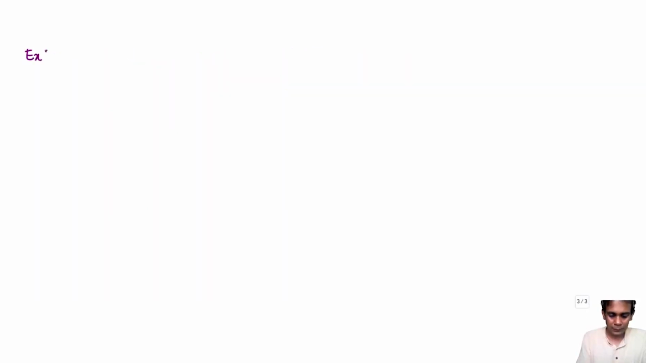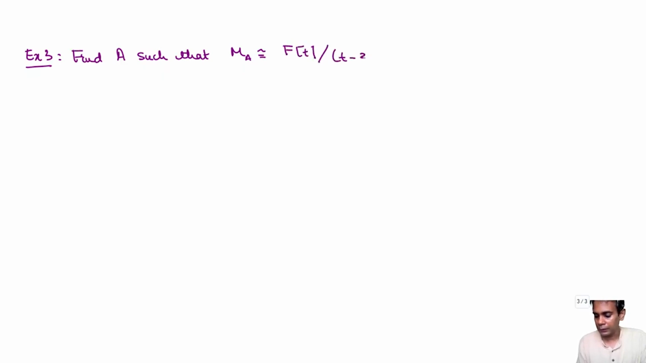Exercise 2.3. Find A such that M_A is isomorphic to F[t] mod (t minus 3) whole cubed. I'll solve this in two different ways. First, I'll take basis E0 equals 1, E1 equals t minus 3, E2 equals (t minus 3) squared.